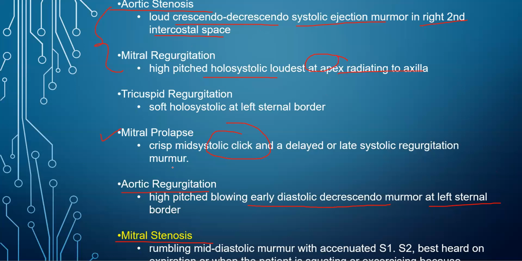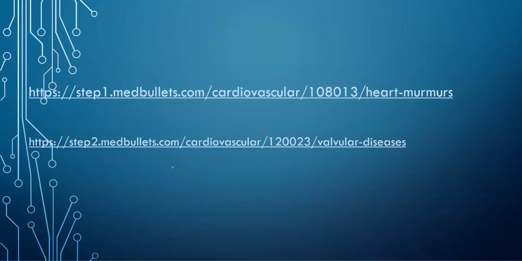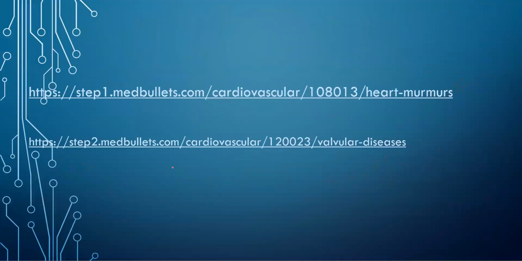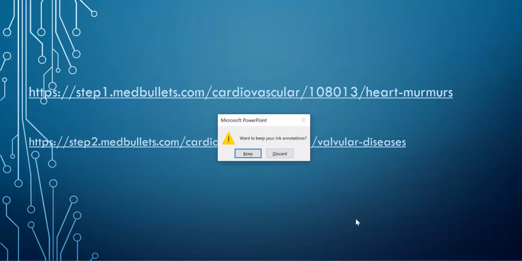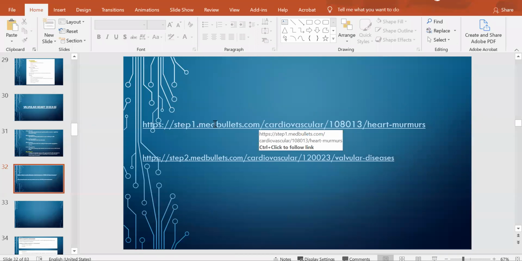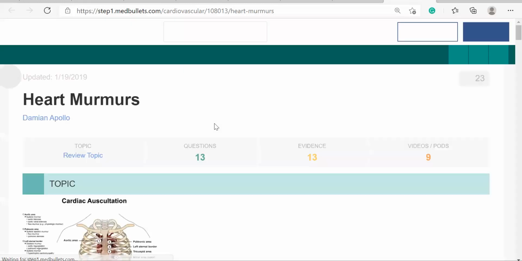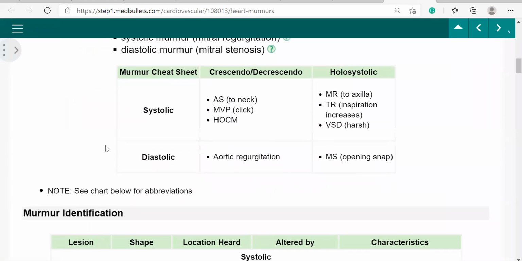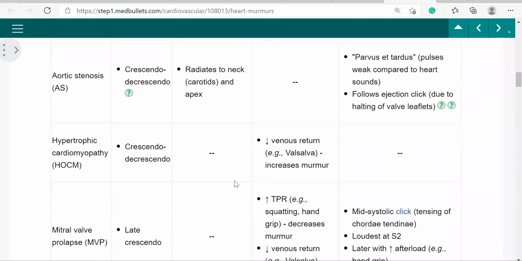Okay, you just need to remember these murmurs. You don't need to remember other murmurs. It's not very, very important. Now, if you want to know a little bit more about all other murmurs, go to these MedBullets. If you go to MedBullets, you will see all the murmurs pretty well written in here. So systolic murmur, diastolic murmur, you can find it out easily.